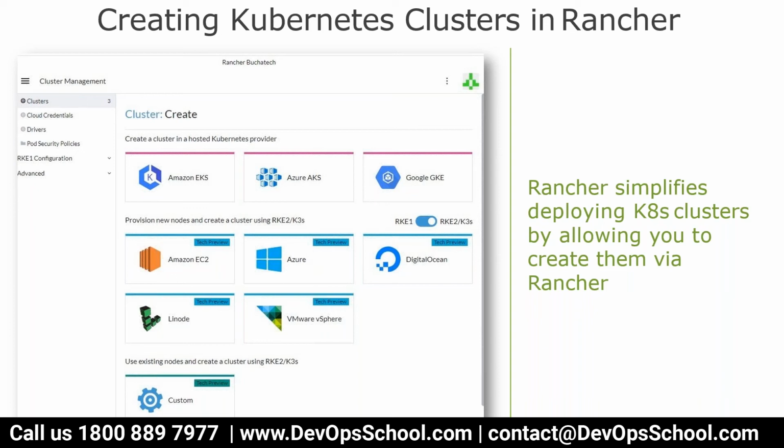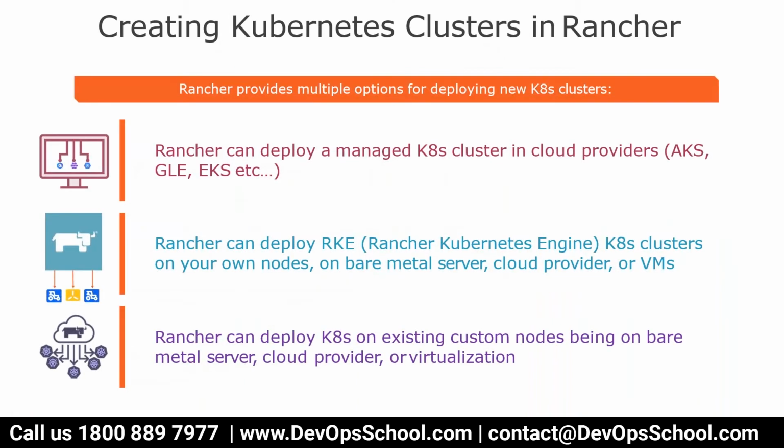So yeah, Rancher simplifies deploying Kubernetes clusters by allowing you to create them via Rancher. Now, Rancher provides multiple options for deploying new Kubernetes clusters. One of them is that Rancher can deploy a managed Kubernetes cluster in a cloud provider like EKS, GKE, and AKS. So today I'll try EKS. All of these we cannot try because it's a very costly creation process. So we will try EKS today.